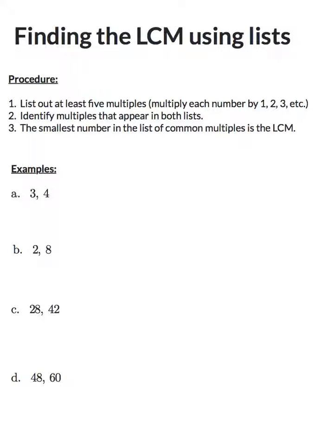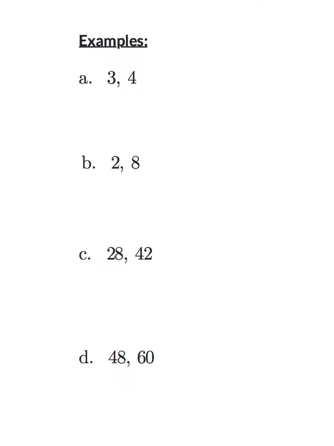We're going to do this for both numbers, and then we want to identify numbers that appear in both lists. These are referred to as the common multiples. The smallest number in the list of common multiples is known as the least common multiple. So let's look at some examples using lists.